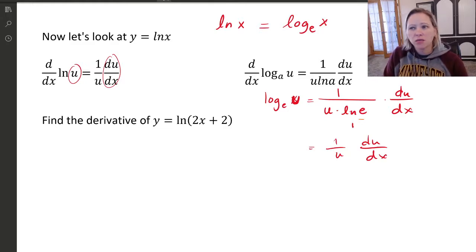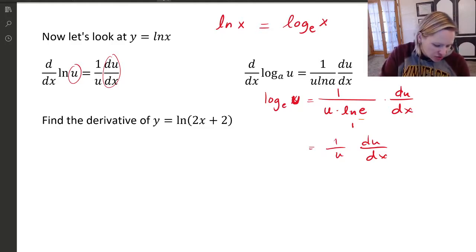So again, in the same way, we don't need a separate formula for e to the x. We don't need a separate formula for natural log. The thing is, it's just so common that it shows up so often that we need to be familiar with it. So that's why it gets its own space.